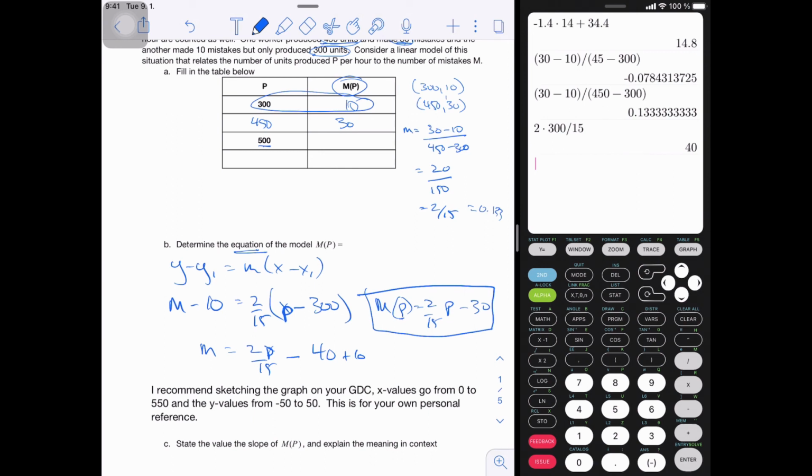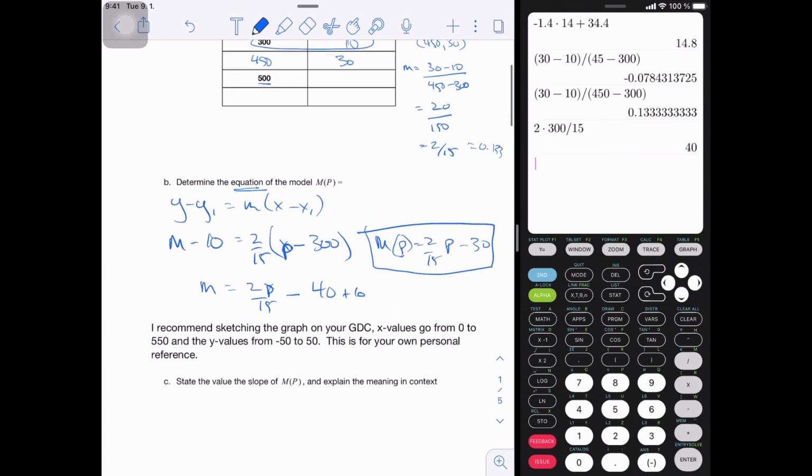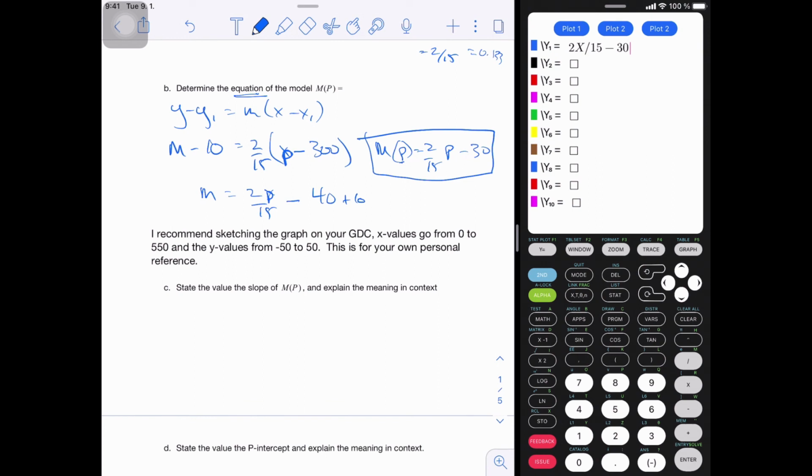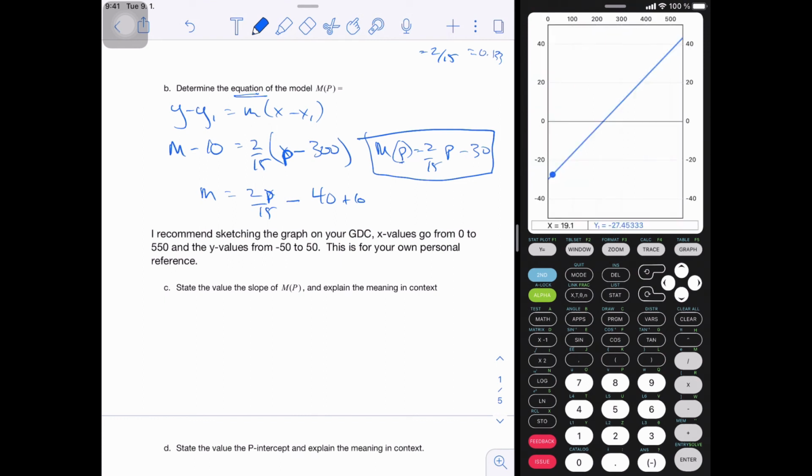Okay, and so now it recommends sketching this graph with x values going from 0 to 550 and y from negative 50 to 50. So if I go to my equation, you can see I've already added my equation. I've set my window accordingly, and so when I graph it, I end up with this pretty picture. C part says state the slope. Well, my slope is 2 over 15, which I know is equal to 0.133.